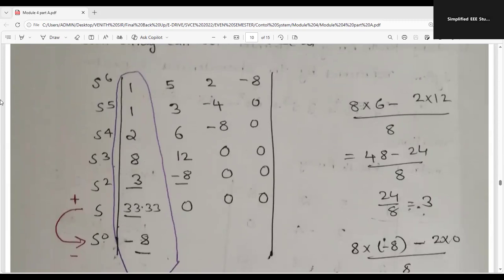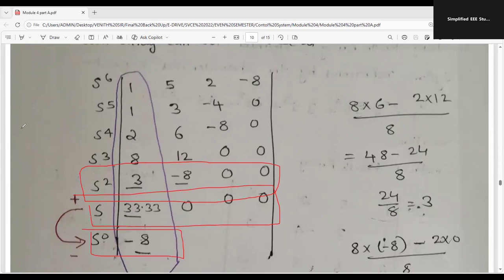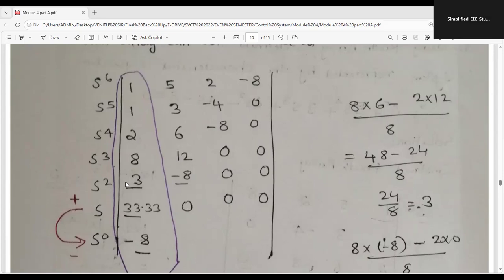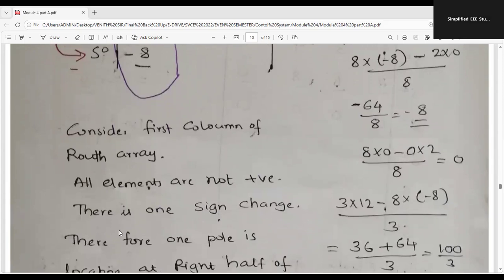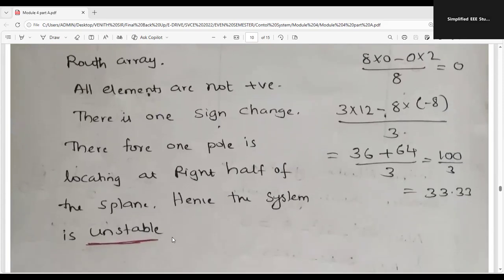So I updated it. Now using this procedure, you calculate the elements of s squared, then the elements of s, and then the last row. You are supposed to calculate all the elements. The major concern is that all the elements in the first column should be non-zero. In the first column, all the elements are non-zero, but here there is a sign change from positive to negative. That means only one sign change, which means only one pole is located in the right half of the S-plane. Therefore, the system is unstable.